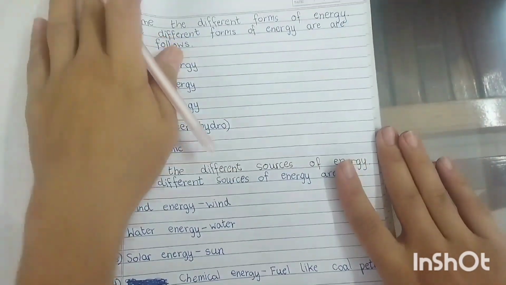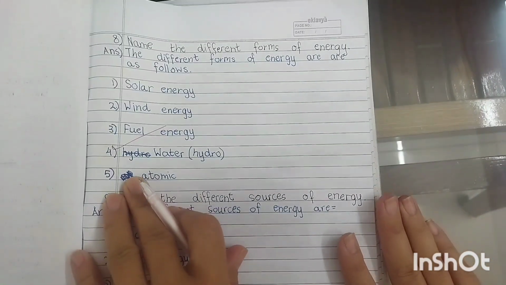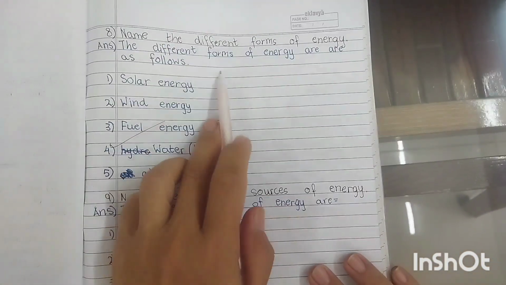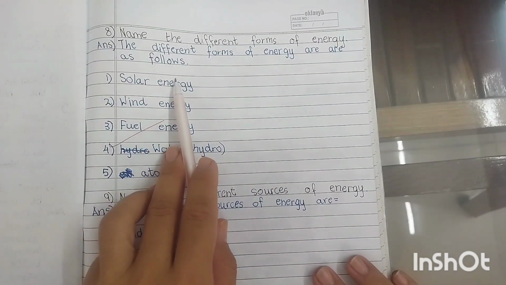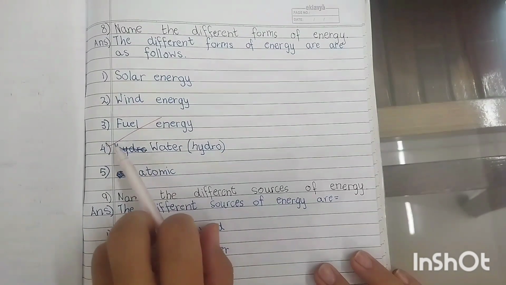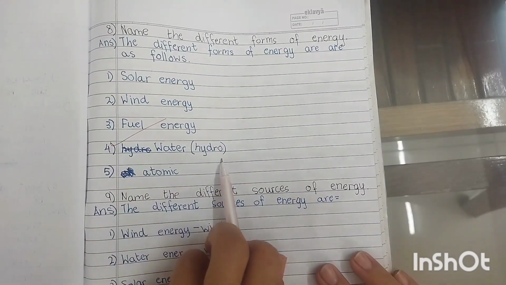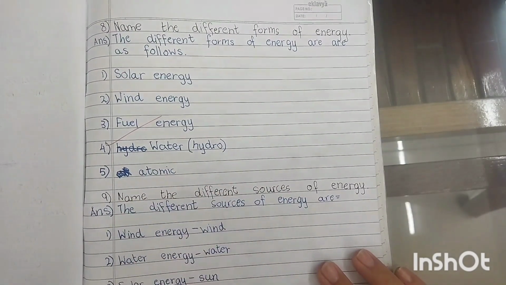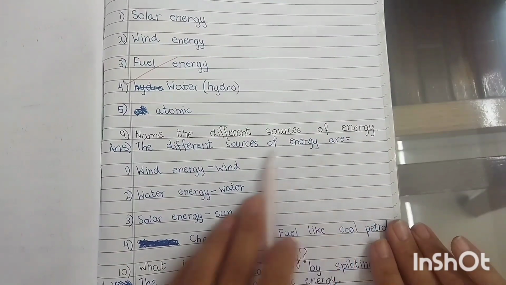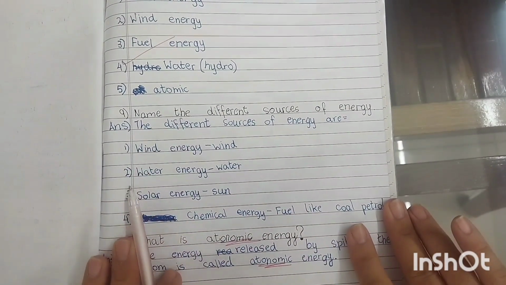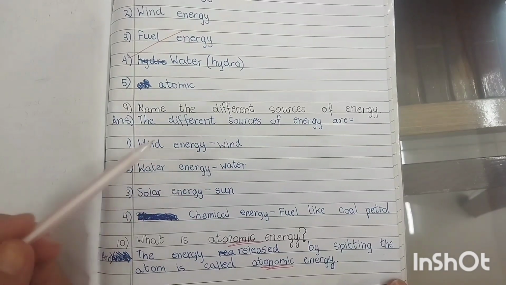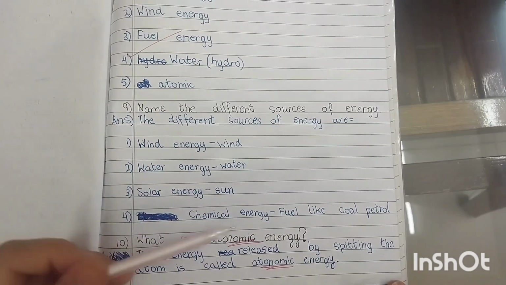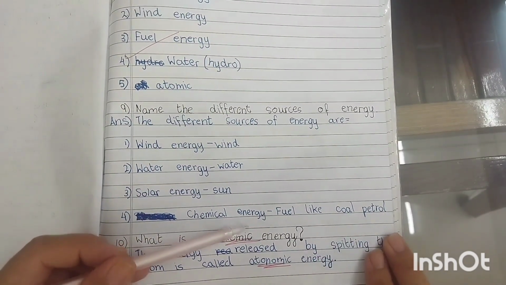Question number 8. Name the different forms of energy. The different forms of energy are as follows: solar energy, wind energy, fuel energy, water or hydro energy, and atomic energy. Name the different sources of energy. The different sources of energy are wind energy, wind; water energy, water; solar energy, sun; and chemical energy, fuel like coal and petrol.